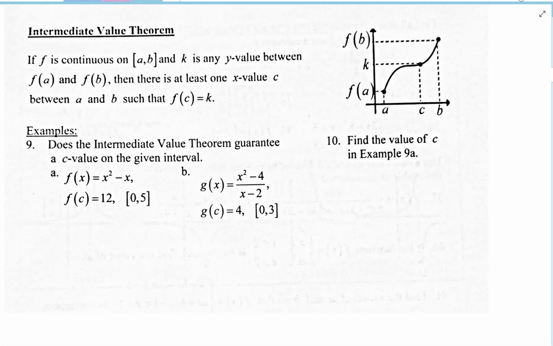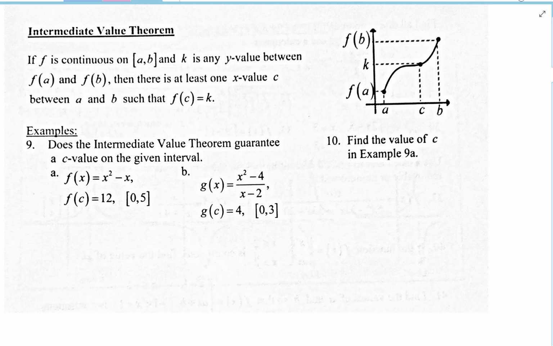Hey, remember the intermediate value theorem? If not, read through it. But hey, if f is continuous on the interval a to b, and k is any value in between f of a and f of b, then there must be at least one x value c between a and b such that f of c equals k. Maybe pause the video if you need to process that. But how do we test the intermediate value theorem?